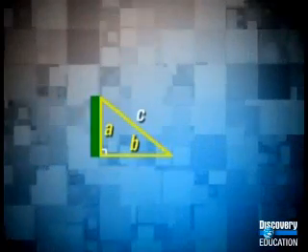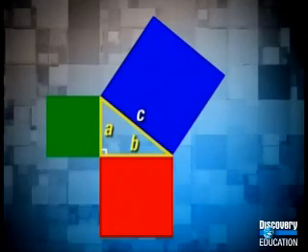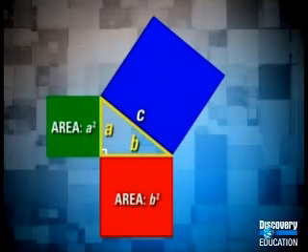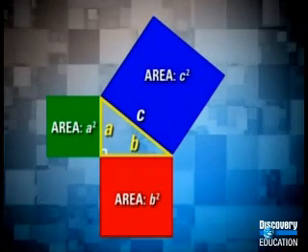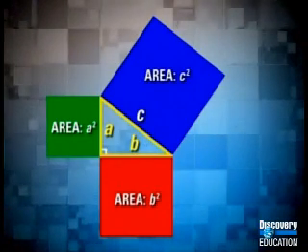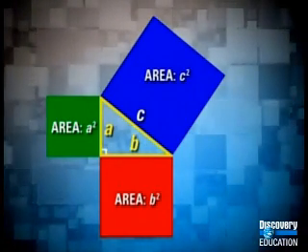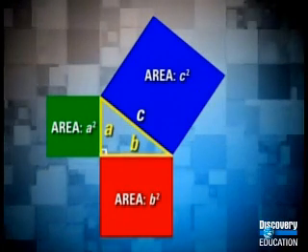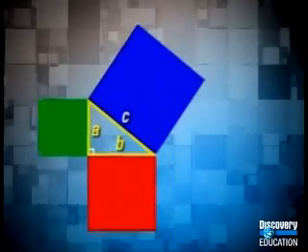To start the proof, first construct a square on each side of the right triangle. The length of one of the sides of the triangle squared is exactly the same as the area of its corresponding square. Why? Because, remember, the area of a square is the length of its side squared.